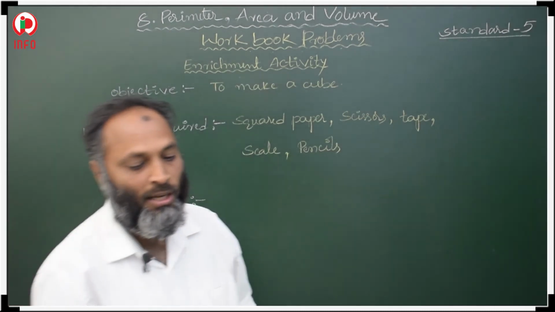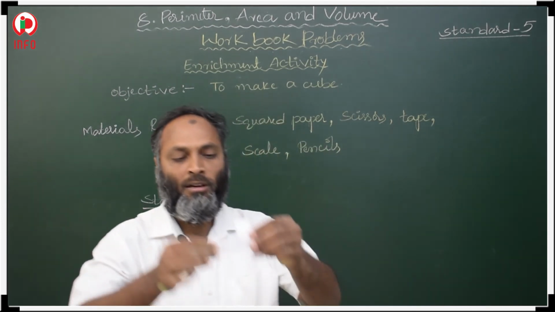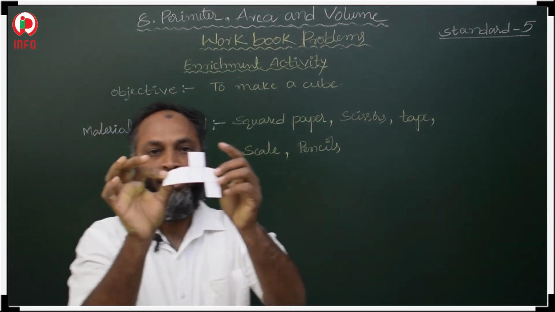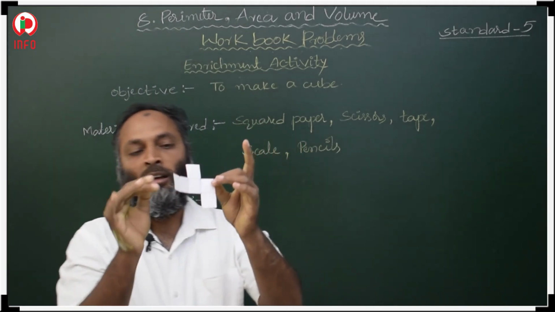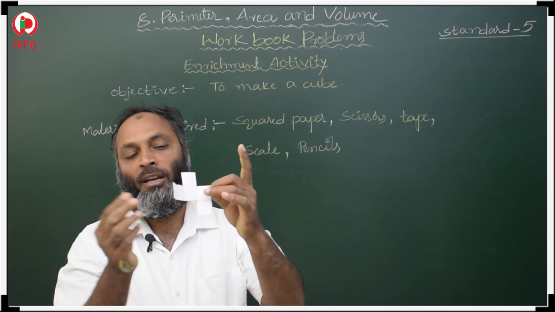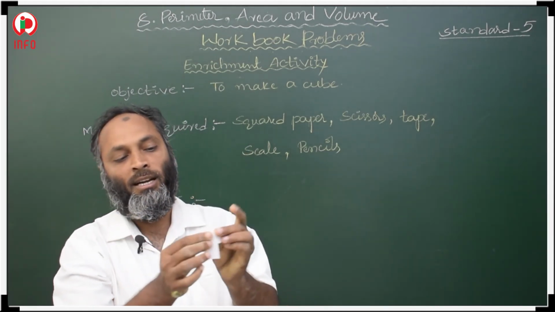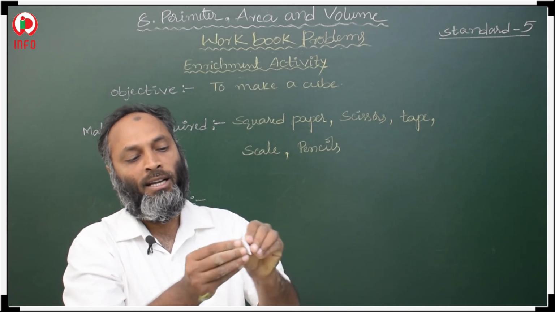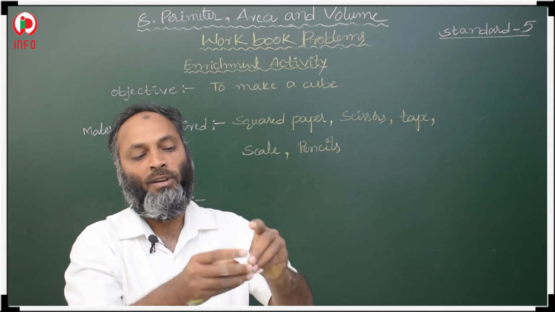Then in the second step, what pattern has he given? We have to cut our square paper in this way. In this way we cut our square papers. Then is it possible to prepare a cube once you fold all the squares like this, and like this, and like this? First you close all your squares, then after that open your squares.